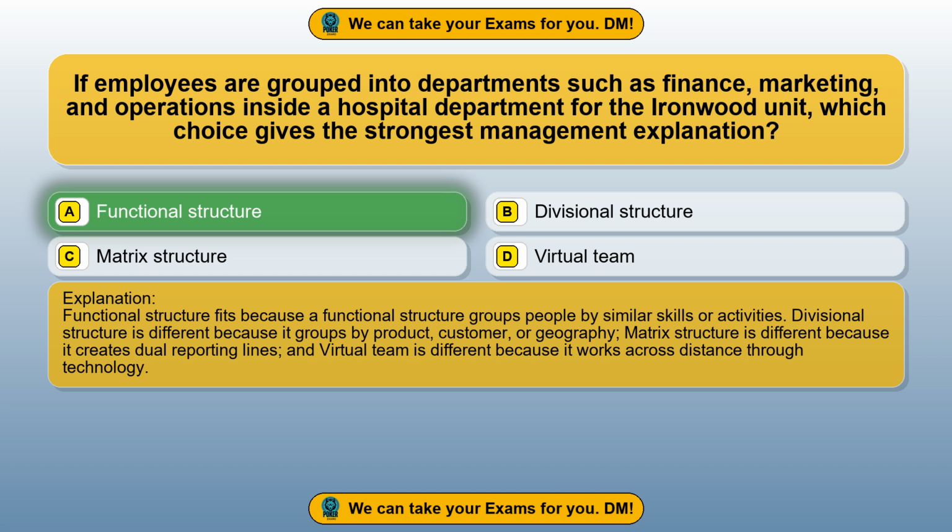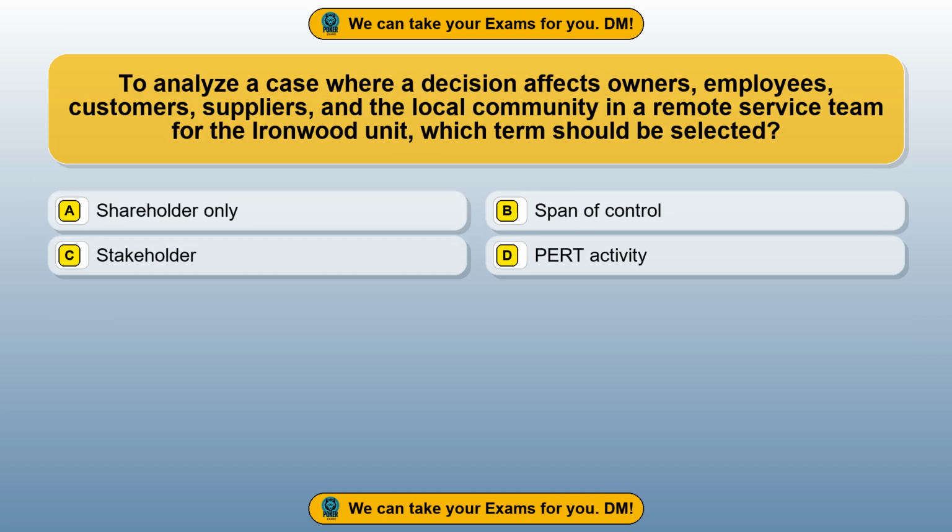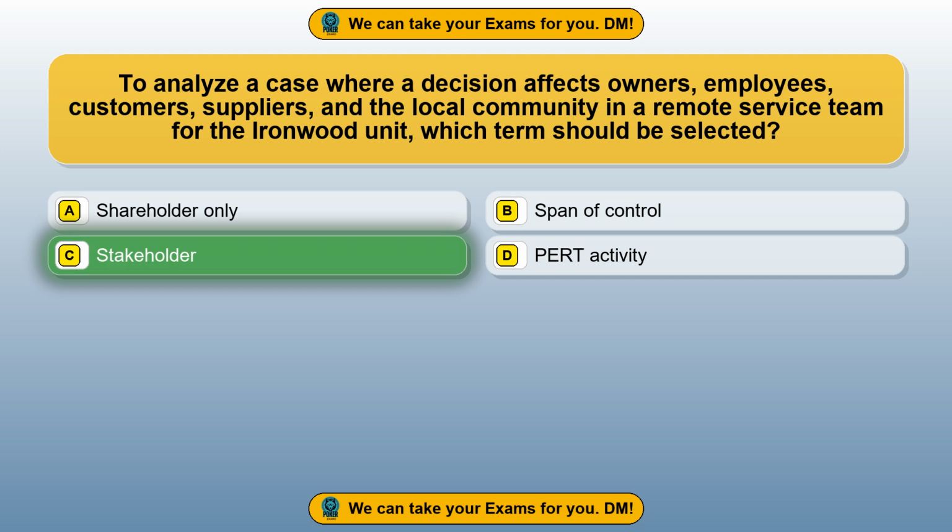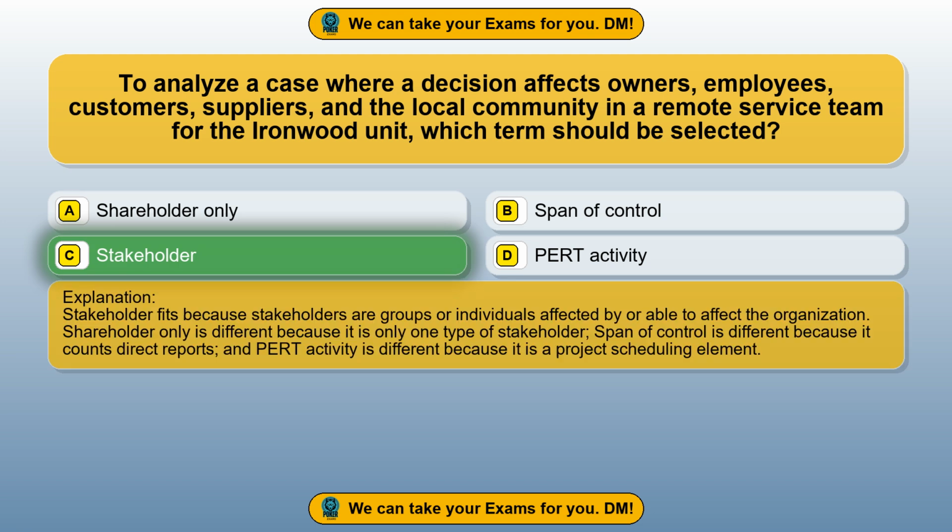through technology. Question 67. To analyze a case where a decision affects owners, employees, customers, suppliers, and the local community in a remote service team for the Ironwood unit, which term should be selected? Option A, shareholder only. Option B, span of control. Option C, stakeholder. Option D, PERD activity. The correct answer is option C, stakeholder. Stakeholder fits because stakeholders are groups or individuals affected by or able to affect the organization. Shareholder only is different because it is only one type of stakeholder. Span of control is different because it counts direct reports, and PERD activity is different because it is a project scheduling element. Question 68.